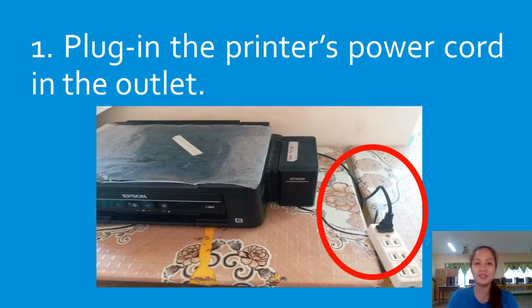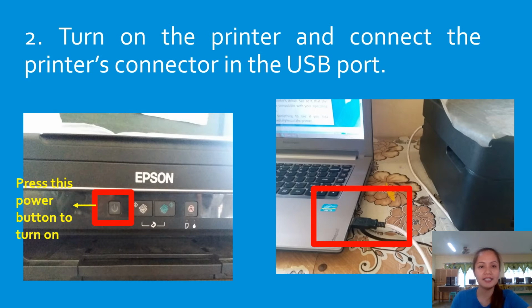So number one is you are going to plug in the printer's power cord in the outlet. So take note that we should be careful in doing this. The second step is to turn on the printer and connect the printer's connector in the USB port. So for example, in our pictures here, we are going to press this button to turn on the printer and connect the printer's connector to the USB port of the computer.